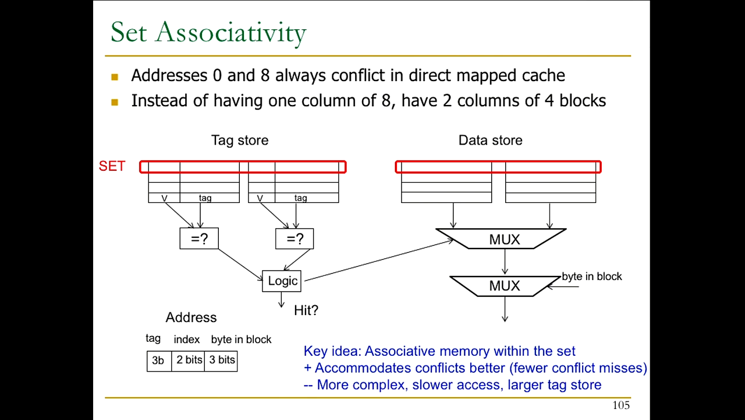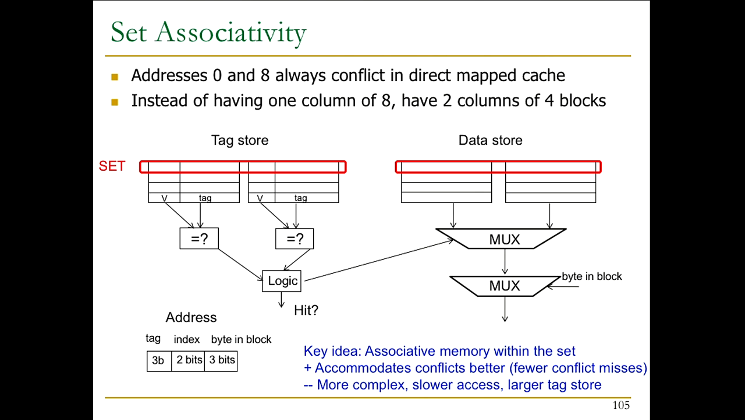The problem is you are more complex, slower access, larger tag store, right? Larger tag store because your tag size is large, as you can see. And also you have this replacement problem now, right? Previously you had only one thing to decide, are you going to kick it out of the cache? Now you have two things. Which one do you replace?